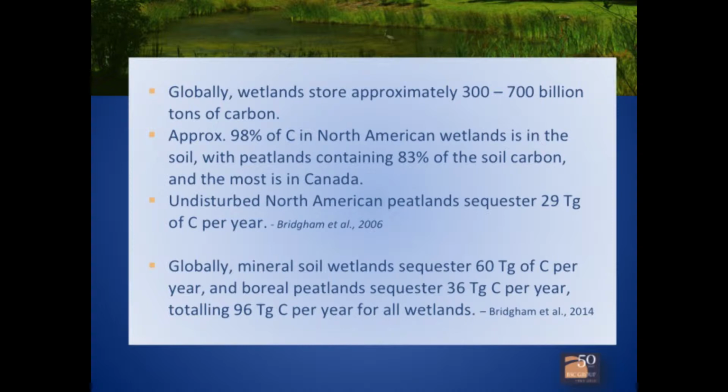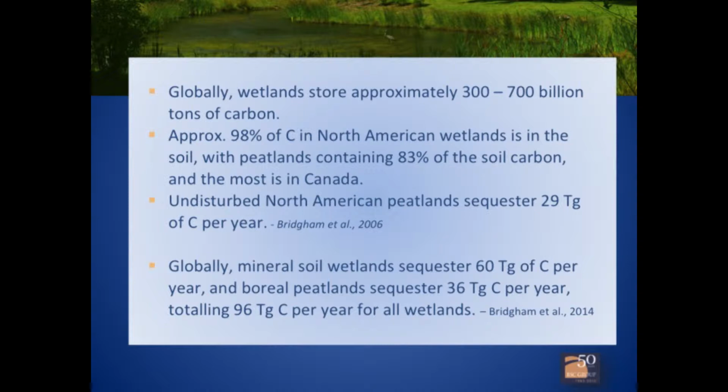These are some numbers from different studies showing how many billions of tons of soil carbon are stored in wetlands around the globe, 300 to 700 billion. Most of the soil carbon in North America is stored in Canadian peatlands. These peatlands tend to sequester carbon at a rate of 29 teragrams of carbon per year.